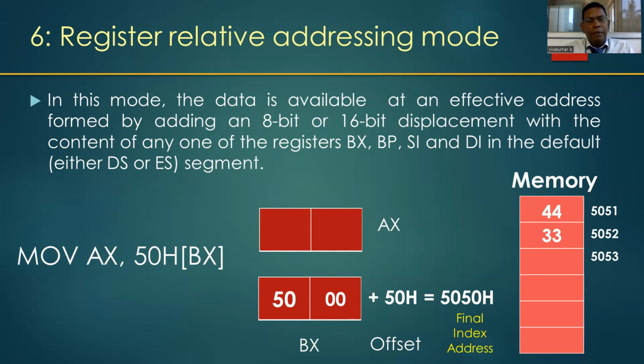So 5000 plus 50, the final address is 5050. So 5050 contains the data. 5050 contains 44 and 5051 contains 33. So that data will be moved into the AX register. Clear? Okay, there is a small mistake. This is 5050 and this is 5051.